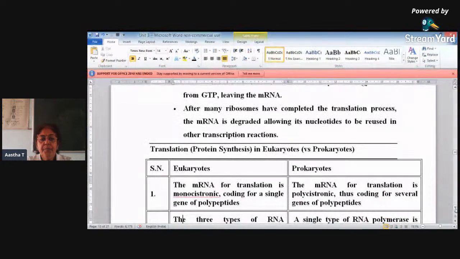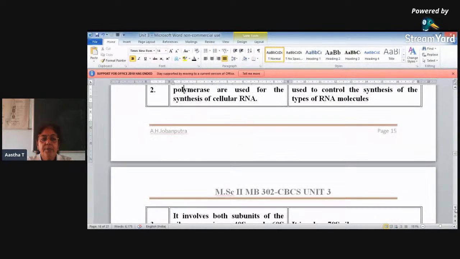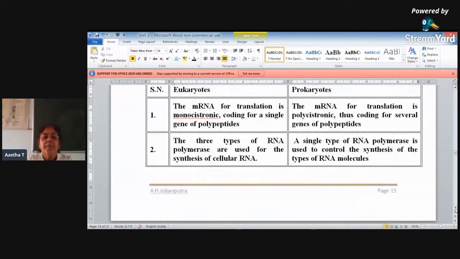What is the difference of protein synthesis in prokaryotes and eukaryotes? First, the mRNA in case of eukaryotes is monocistronic, so it codes for one polypeptide, while mRNA in case of prokaryotes is polycistronic. It can code for several genes.